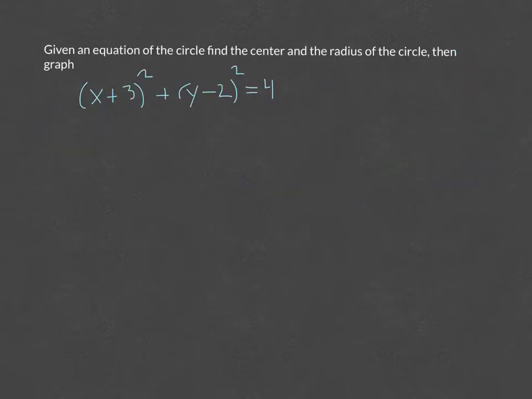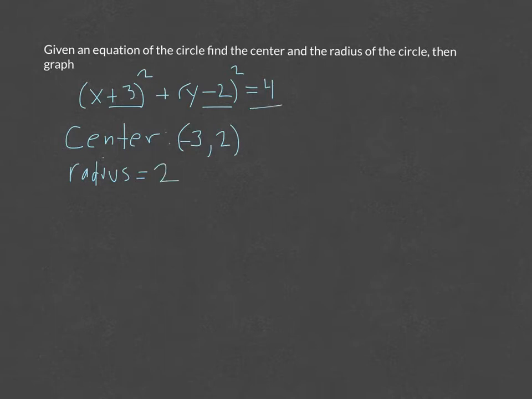All right, let's go the other way. So given an equation of the circle, find the center and the radius of the circle and then graph. So finding the center, what we do is we just look at the opposite values inside. So the value on x would be negative 3, and the value on y is positive 2. And the radius is equal to the square root of 4, which is 2.